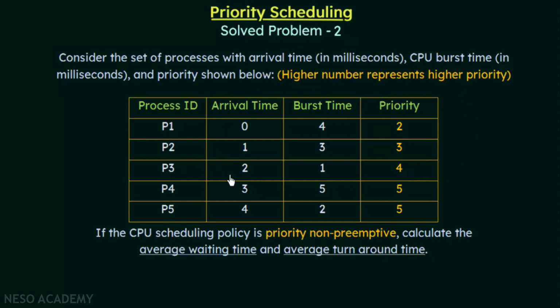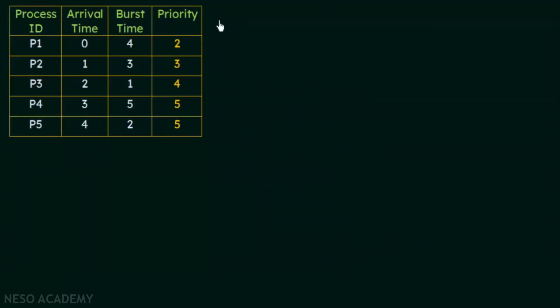Given this information, our task is to calculate the average waiting time and the average turnaround time. So let's see how we can do that. In order to solve the problem, I have copied down the same table here again. And the first step, as we have already discussed many times, is to form the Gantt chart for this set of processes. Now remember that in the question it was said that this is non-preemptive priority scheduling.